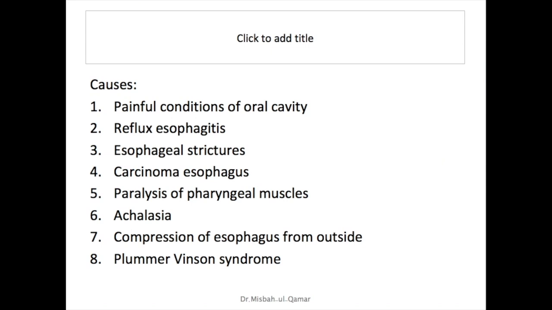An examiner may ask you the cause of dysphagia or odynophagia. So here is a long list of all these causes. You can memorize it.